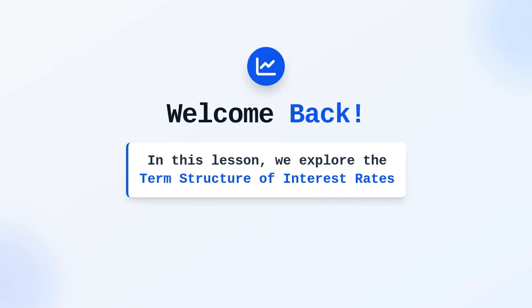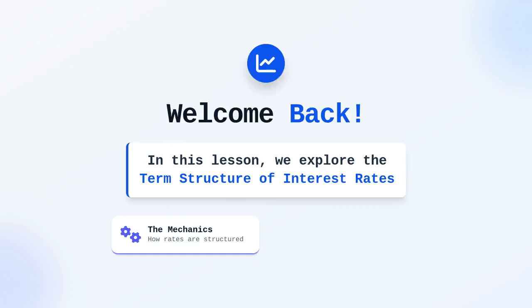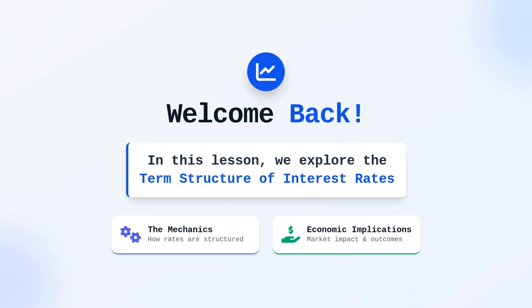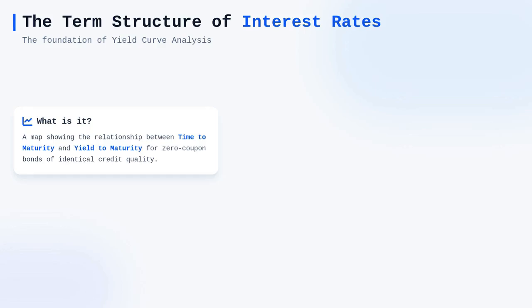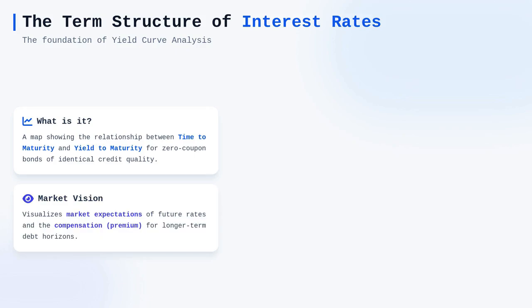Welcome back. In this lesson, we are going to explore the mechanics and economic implications of the term structure of interest rates. The term structure of interest rates, often represented by the yield curve, is an essential tool for any financial professional. It maps the relationship between the time to maturity and the yield to maturity of zero coupon bonds of the same credit quality. When we look at this curve, we are essentially visualizing the market's expectation of future interest rates and the compensation required for holding debt over different horizons.